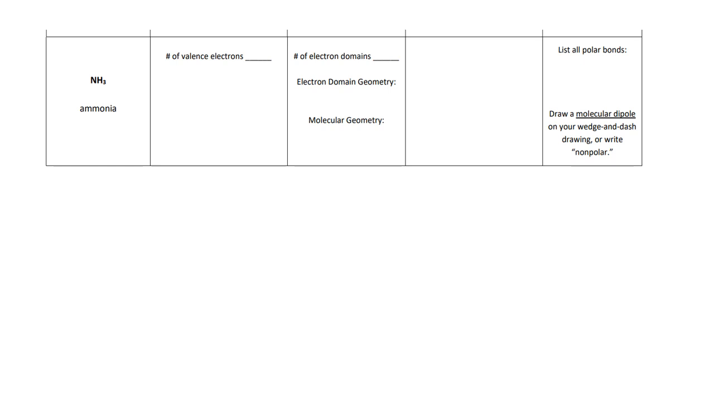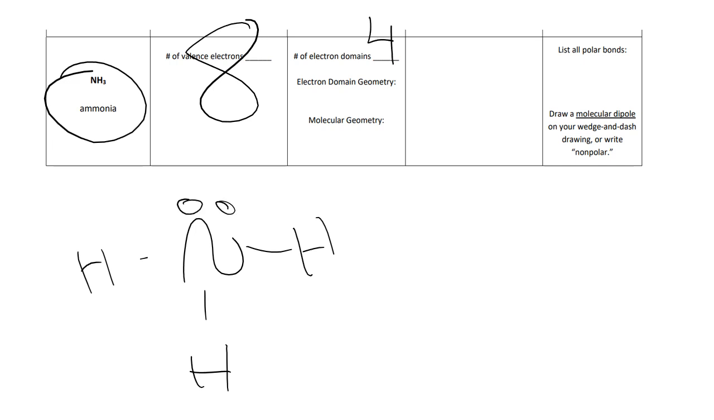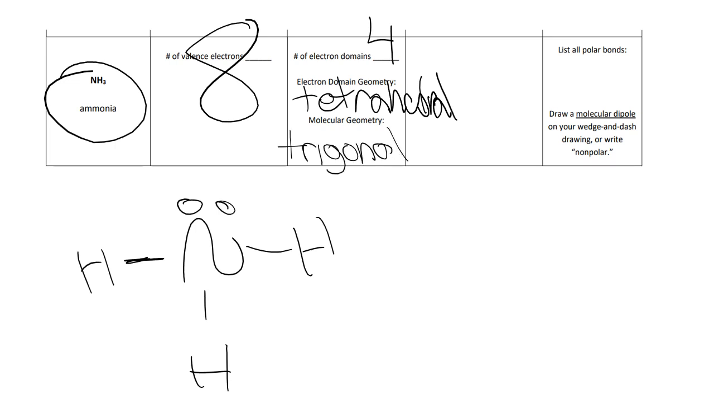So the ammonia has 8 valence electrons. If we draw the structure, it looks like this. Number of domains, 4. Electron geometry, it has 4 things attached to it. So it's tetrahedral. And it has 1 lone pair. Again, look at the sheet that you're getting. And it is trigonal pyramidal. And you're going to see why when we make them.